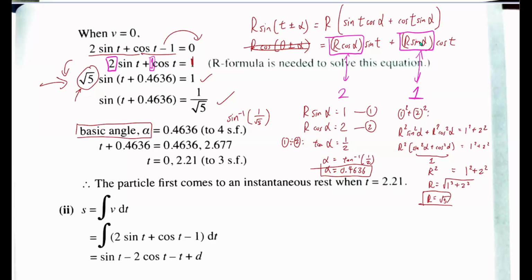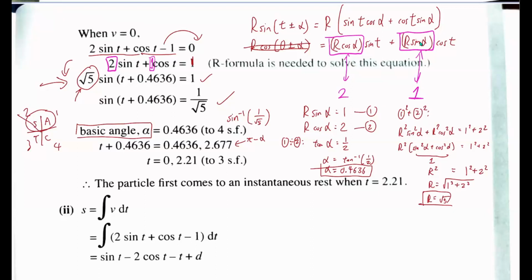So from there, because sine of t plus whatever equals a positive 1 over root 5, positive is in which quadrant? You have to use Add Sugar to Coffee, All Science Teachers Crazy. When is sine positive? First two quadrants: first quadrant, second quadrant. 1, 2, 3, 4. So 1 and 2. So that means you must be in quadrant 1, which is the basic angle 0.4636 radians, or quadrant 2, which is pi minus alpha, 2.677.